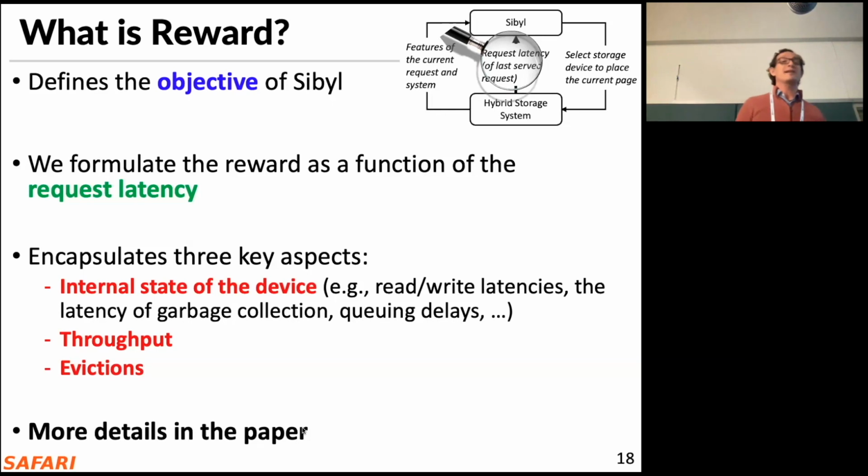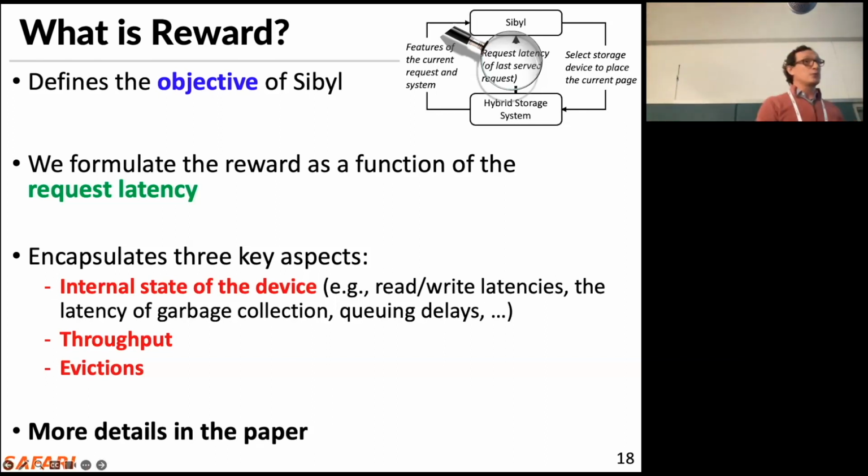Reward is the most important thing. This defines the objective of the data placement agent. And we formulate the reward function as a function of the request latency. Latency is nice because it encapsulates three key aspects of a storage system or storage device. The internal state of the device affects the latency. Read-write latency is affected. Garbage collection, when you employ it and how you employ it, is affected. Queuing delays, they all affect your latency in the end. It's very hard to define a reward that considers all of these separately. That's why we use request latency, which is affected by all of these.